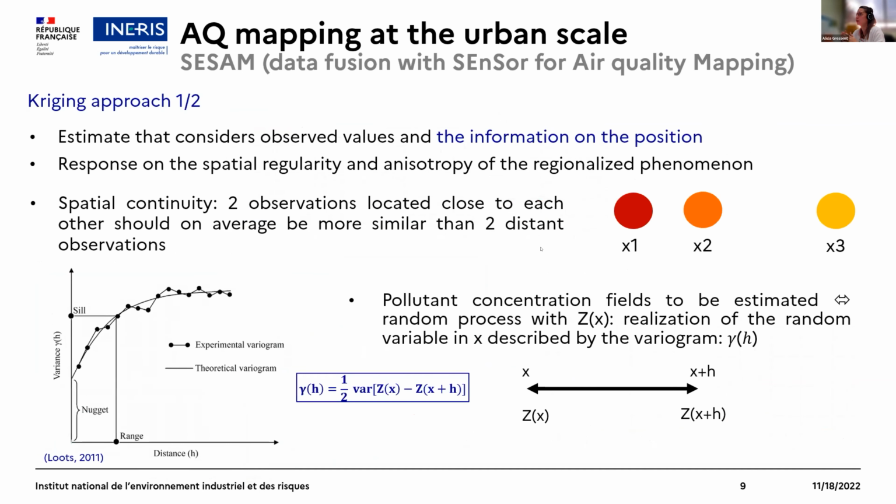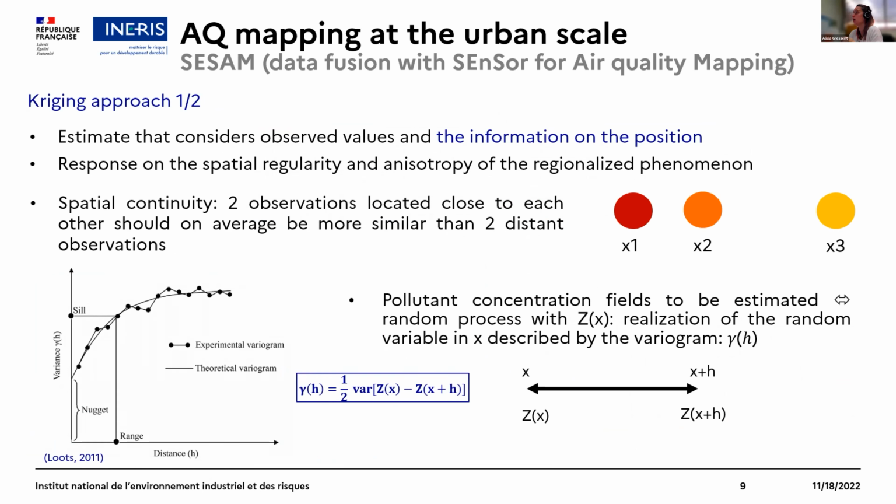Our data fusion procedure, as I mentioned, is based on kriging. Kriging is an estimate that considers the observed values, but also the information on their positions. And this is based on the main concept of spatial continuity: two observations located close to each other should on average be more similar than two distant observations.